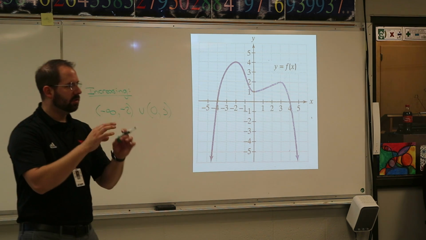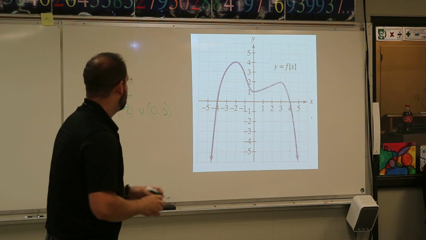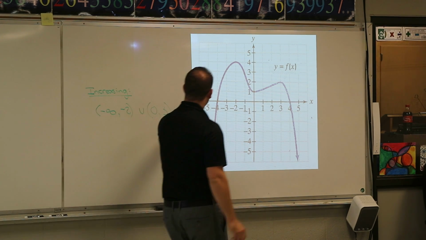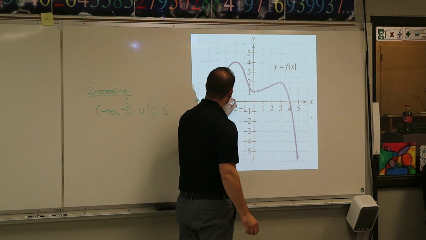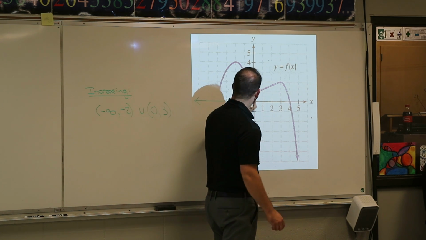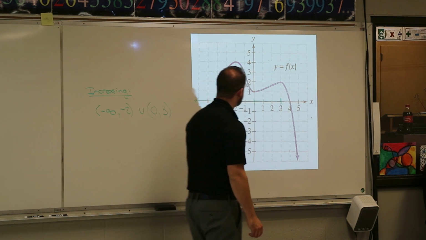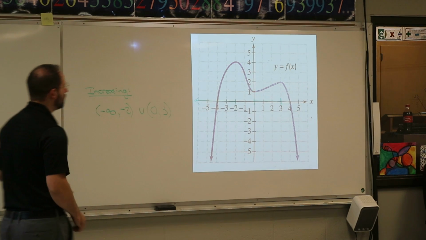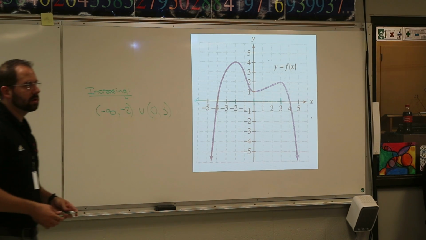Does that make sense, how you do unions of these things together? Because I'm picking these bands from this direction all the way up to about -2, and then from 0 up to 3, that's where it's increasing. It's going up to the right. Everything else should be decreasing.